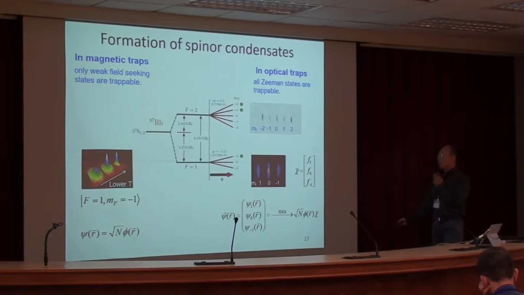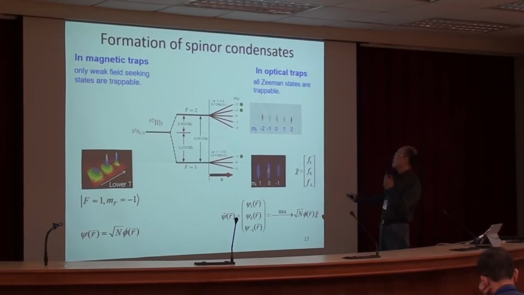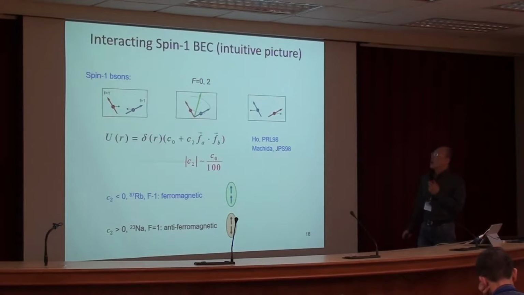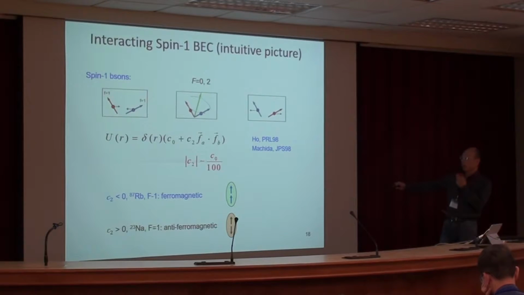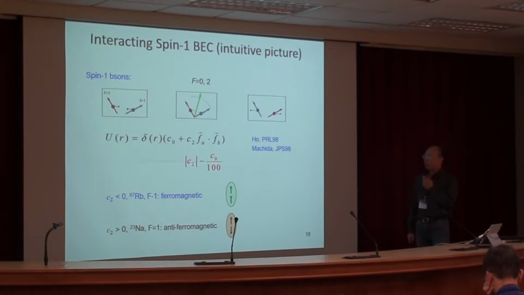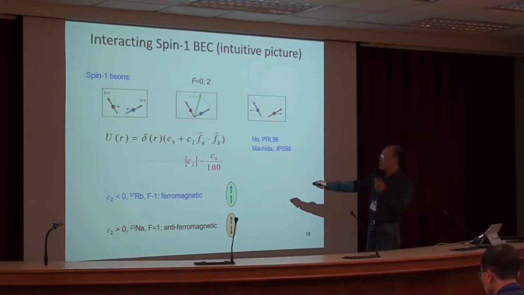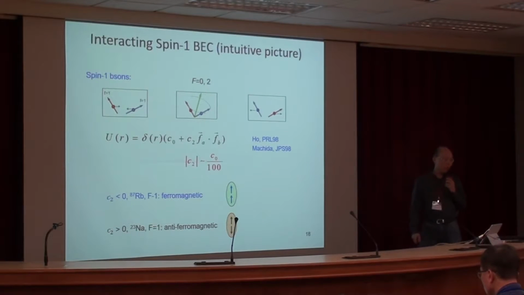But in the optical trap, they are all trappable. So in this case, you use the Zeeman effect. Here, you use the Stark effect. So it can preserve the spin degree of freedom. And microscopically, their interaction is easily described by this. For the spin 1 case, for the spin 2 there will be an additional term here. And this is the spin-independent part, and this is the spin-dependent part. And the spin-dependent part is actually pretty weak. It's only about 1% of the density-dependent part.